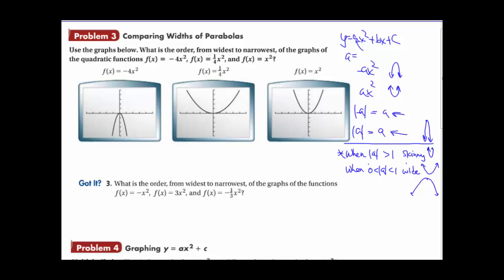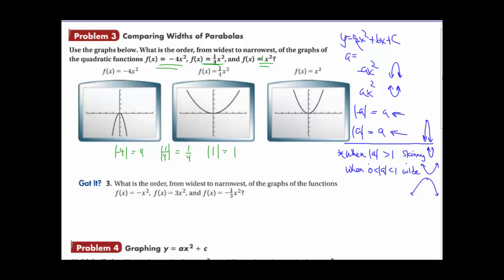So if we look at the functions, what is the order from widest to narrowest of the graphs? We have f of x equals negative 4x squared, we have 1/4 x squared, and we have x squared. So let's take the absolute value of those. Negative 4 is the coefficient a. We take the absolute value of negative 4 and we get 4. We take the absolute value of 1/4 and we get 1/4. And remember, there's a 1 in front of x squared, so the absolute value of 1 is 1.